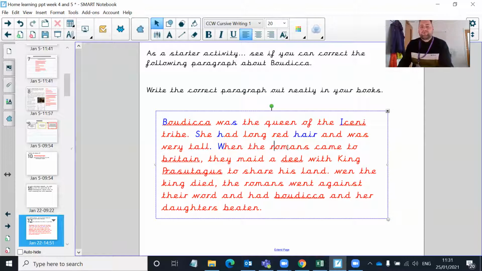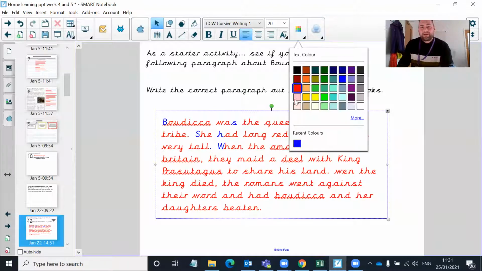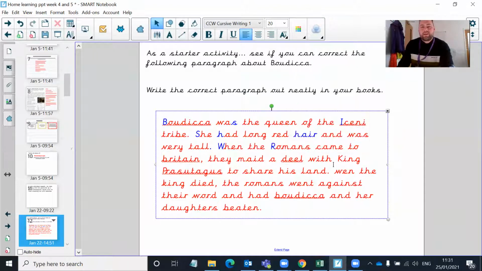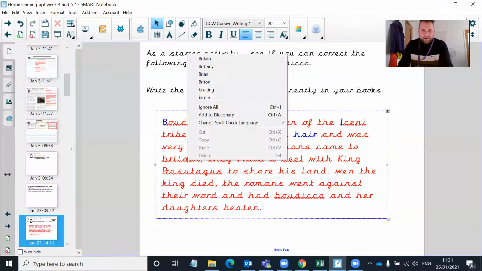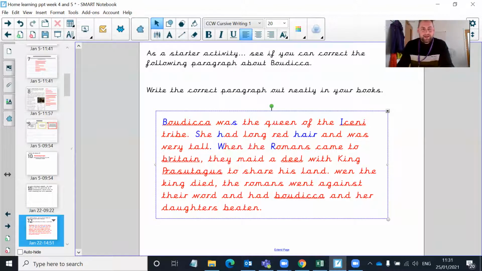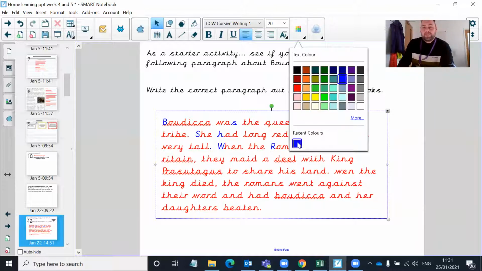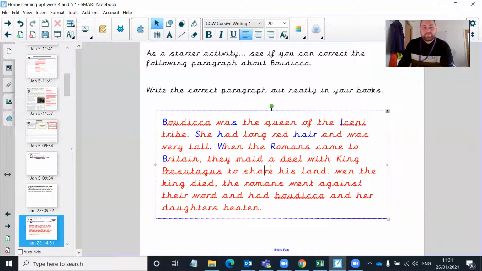And the Romans are the name. It's a proper noun because it's the name of the group of people. So again, we need a capital letter there. Came to Britain. Britain is the name of the country, and that's a proper noun because it's the name. So that needs a capital B.